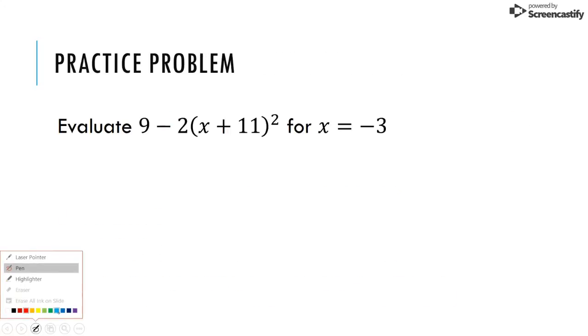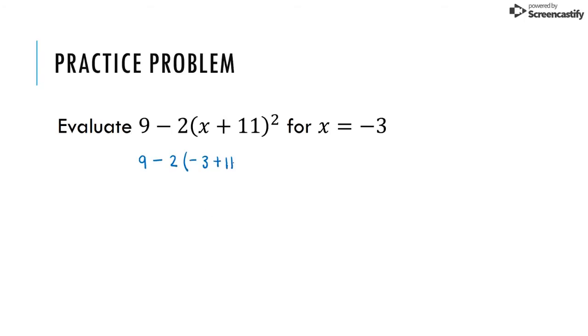So let's take a look at this example problem. I want us to evaluate 9 minus 2 times the quantity x plus 11 squared, but I want it when x equals -3. So evaluating means they're giving us the value for that variable. We're going to substitute that in. And now we're going to follow order of operations.